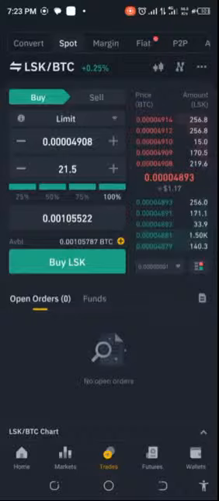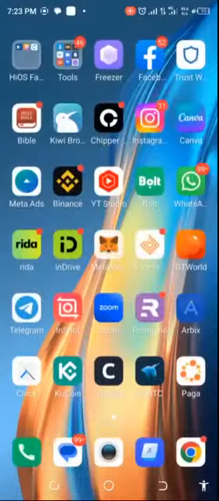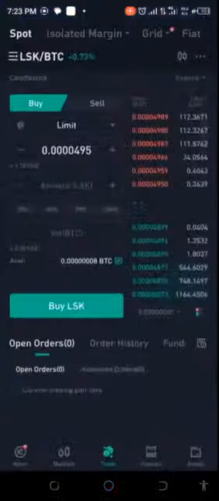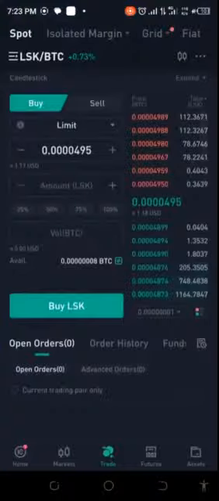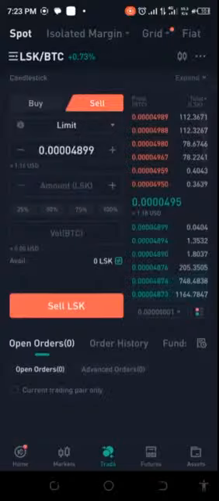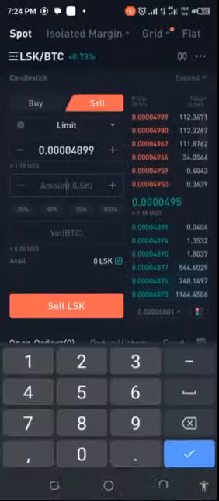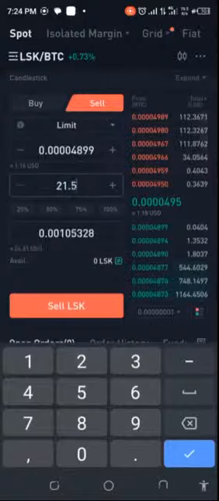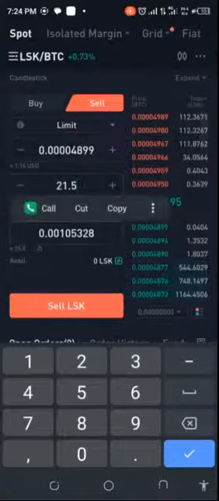Let's try and see what this will give us on the other side before we go ahead with that. Let me see what I have here: 495. If I want to sell this, what would I be selling it at? 4899. That's going to be lesser than what we want. So what are we going to do? Because if I put 21.5 here, I may not be able to. Let me just see what this is going to give us.